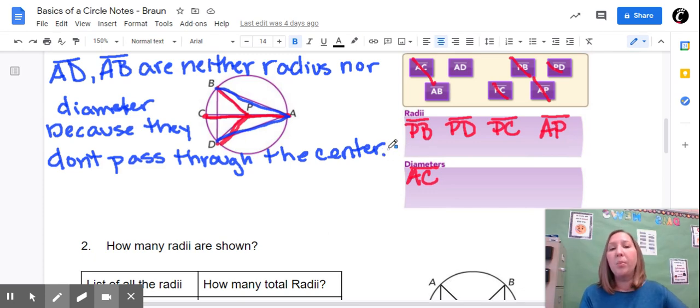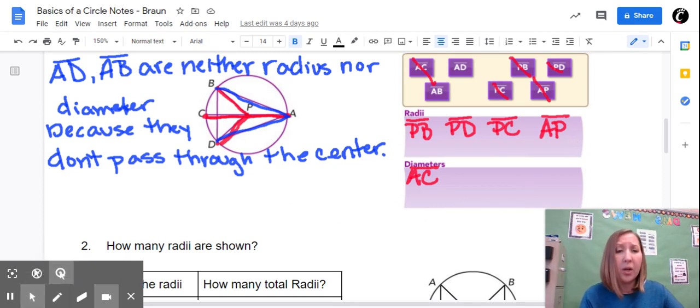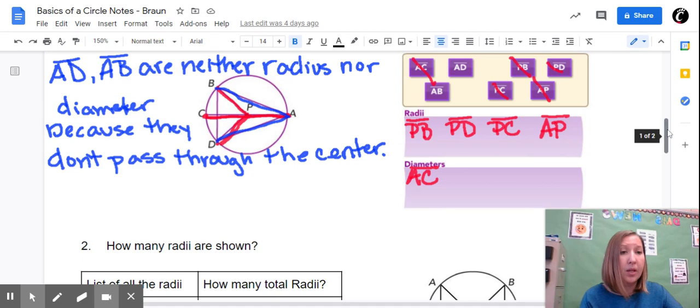Because they do pass through the circle, but they don't pass through the actual center, they are not going to be a radius nor a diameter. Like I said, there's something called a chord. They do exist. They do cut through the circle, but they're just not a radius nor a diameter. Okay, so we are going to continue working here, and we're going to look at another example.